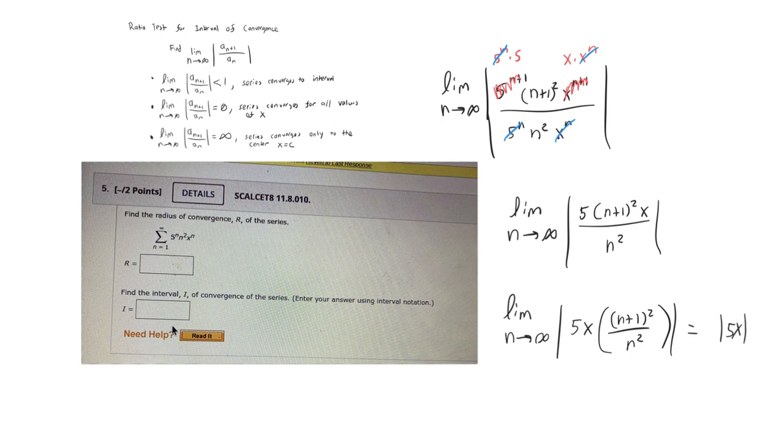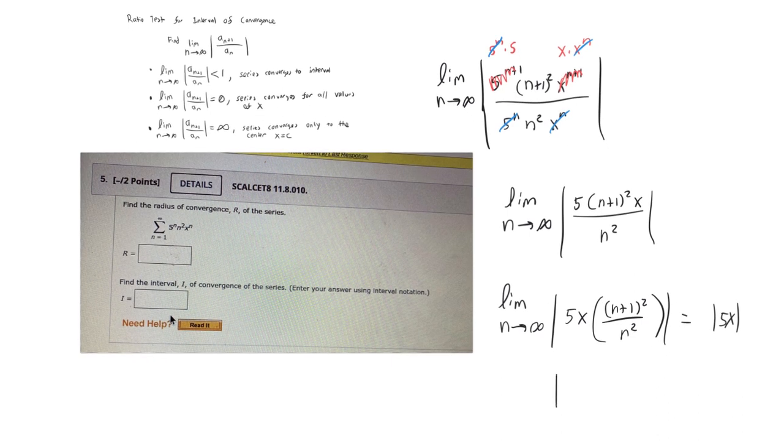which is just absolute value of 5x. Now, as I said before, since this is not equal to 0, and since it's not equal to infinity, we need to treat it like this one. So we're going to go ahead and say, okay, absolute value of 5x is less than 1. So therefore, we can say that 5x is between 1 and negative 1. So x is therefore less than 1/5 and greater than negative 1/5.